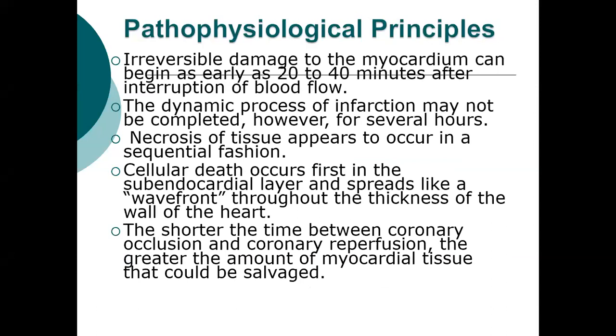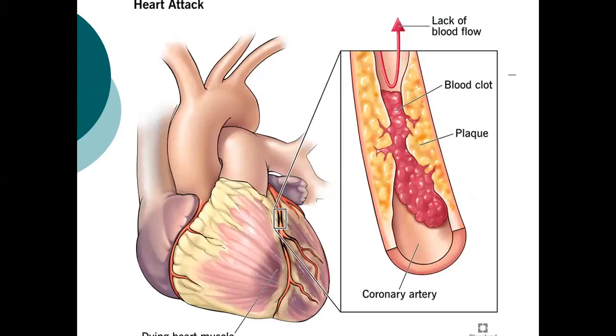Irreversible damage to the myocardium can begin as early as 20 to 40 minutes after interruption of blood flow. The dynamic process of infarction may not be completed, however, for several hours. Necrosis of the tissue appears to occur in a sequential fashion. Cellular death occurs first in the endocardial layer and spreads in a wave front through the thickness of the wall of the heart. The shorter the time between coronary occlusion and coronary perfusion, the greater the amount of myocardial tissue that can be salvaged.